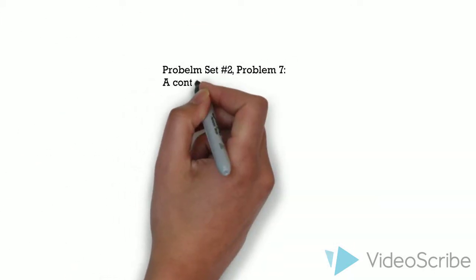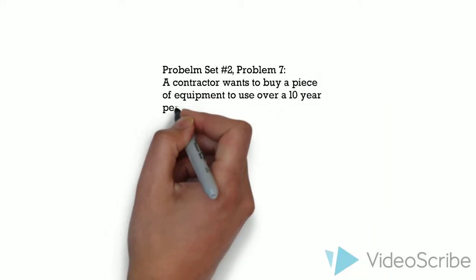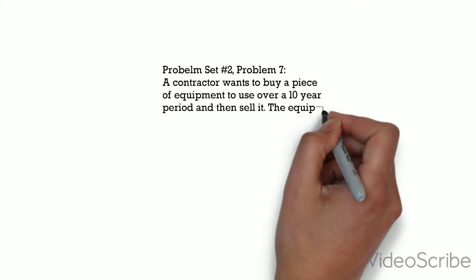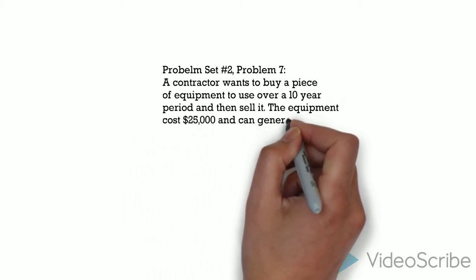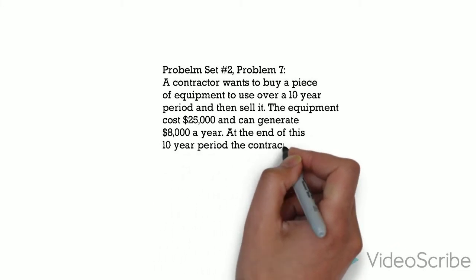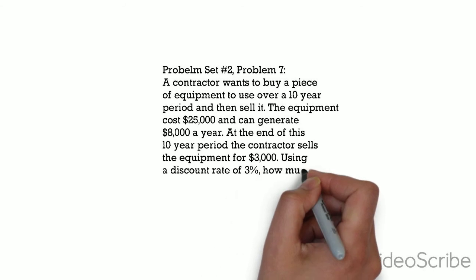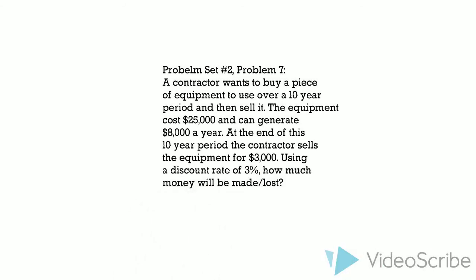A contractor wants to buy a piece of equipment to use over a 10-year period and then sell it. The equipment costs $25,000 and can generate $8,000 a year. At the end of this 10-year period, the contractor sells the equipment for $3,000. Using a discount rate of 3%, how much money will be made or lost?